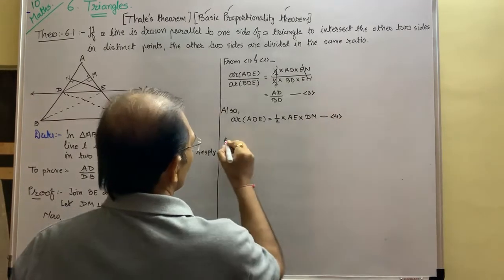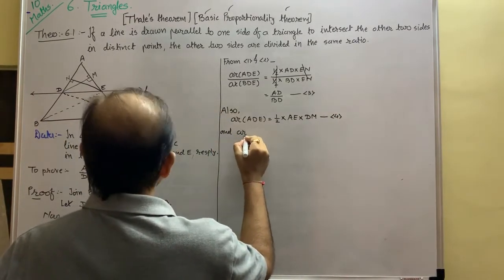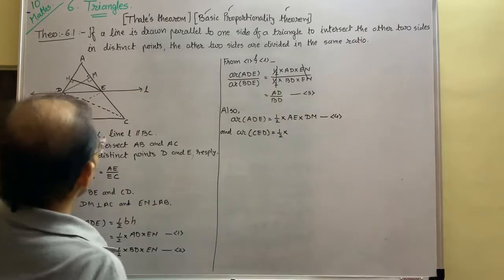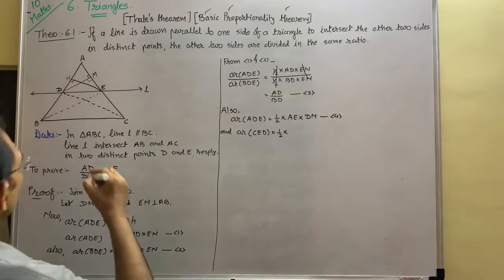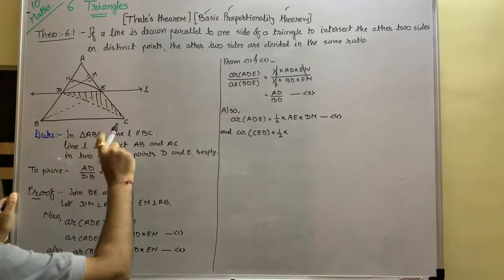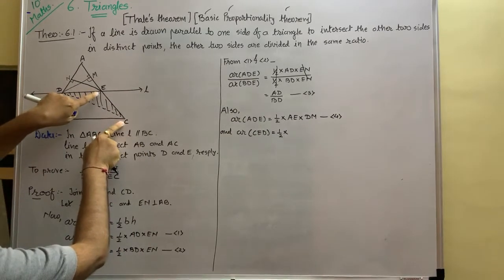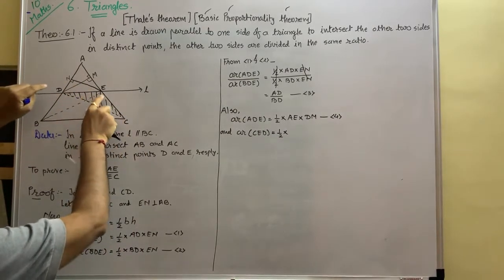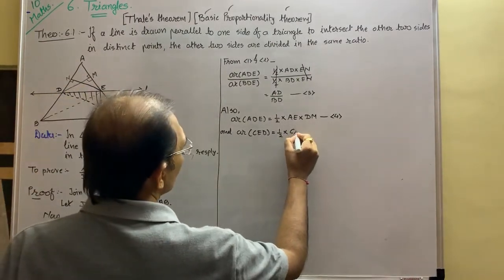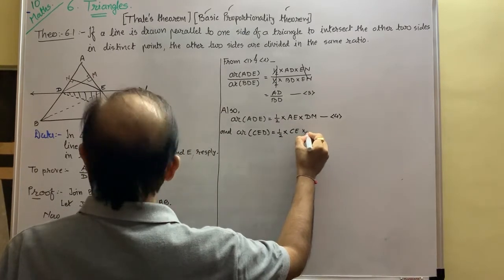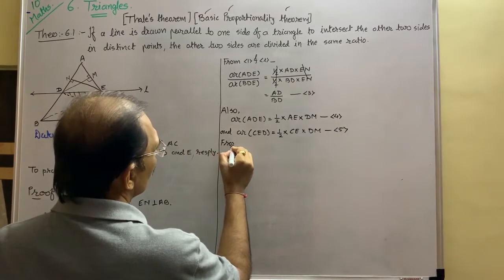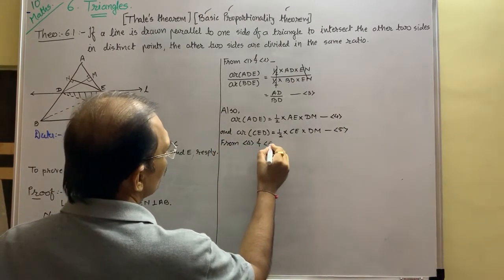Result number 4. And area of triangle CED equal to what? Half, CED, this triangle. Here we take base is CE and its altitude is outside because this is an obtuse angle triangle. So half CE into DM, number 5. Now from 4 and 5 take the ratio.